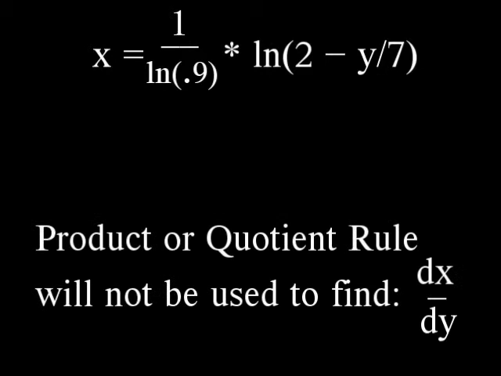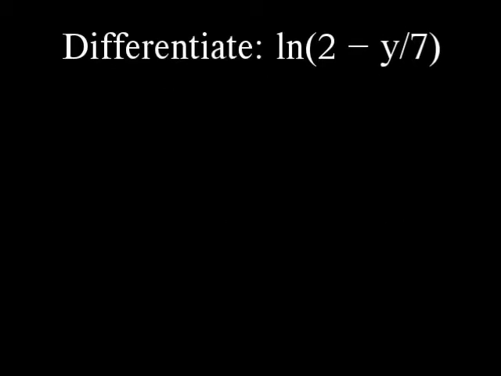To find dx over dy, the product rule or quotient rule will not be used due to a long and complicated process. Instead, we are going to differentiate the second term of natural log of 2 minus y over 7 since a variable is located within.